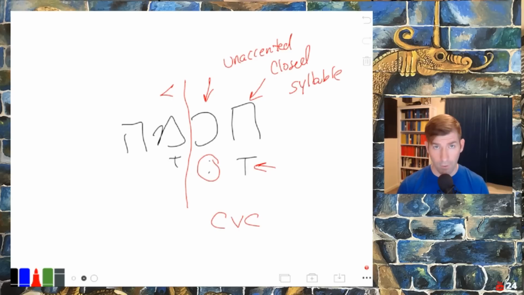Now we all know, obviously, because we're all brilliant Hebrew scholars here, that closed, unaccented syllables need what kind of vowel? Obviously, they need a short vowel. And that's what this is. This is a short O.